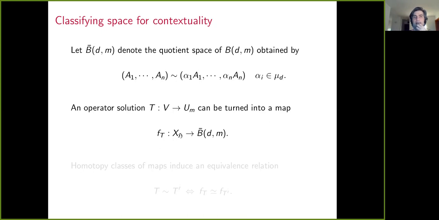In the example of the Mermin square and the Mermin star, essentially placing the operator solution on the edges in effect gives you this map.